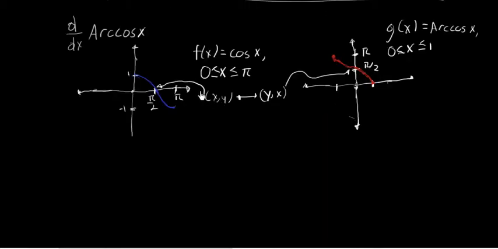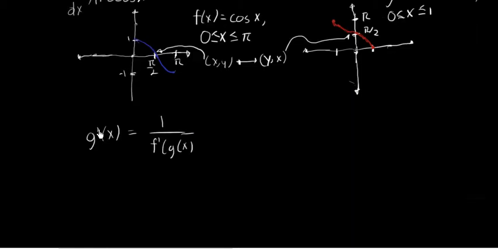Another way of thinking of this is that for every point x, y on the function f of x equals cosine of x, or the domain-restricted cosine of x, there's a point y, x on the function g of x equals the principal arccosine of x. I've put an arrow to one such example point. Here we have the point pi over 2, 0 on f of x, and that corresponds to the point 0, pi over 2 on g of x. So we know that g prime of x is 1 over f prime evaluated at g of x.